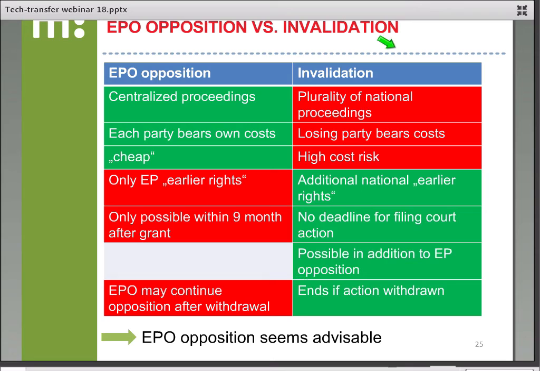So as a conclusion, I think due to the first three points, EPO opposition seems to be advisable here. And I think that's our advice, if you can file an EPO opposition, because you always have a second shot with nullity actions here. And I think, Yoshi, you have a current trend to consider with the JPO in this case again.